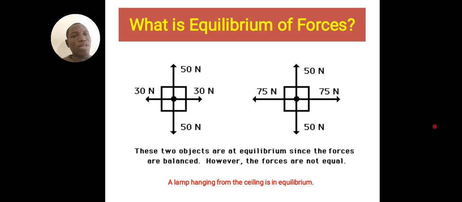Okay, a lamp hanging on a ceiling is in equilibrium. Yes, because the force, which is the weight trying to make it fall, is equal to the force that is trying to keep it in position. Hence, the lamp hanging on a ceiling is at equilibrium. I hope this makes sense.